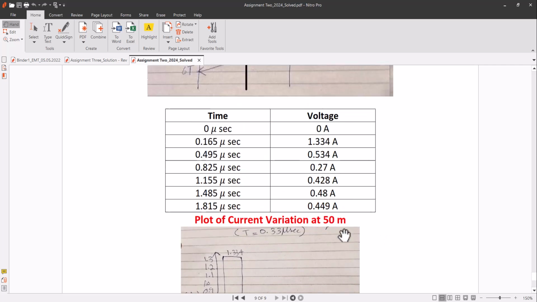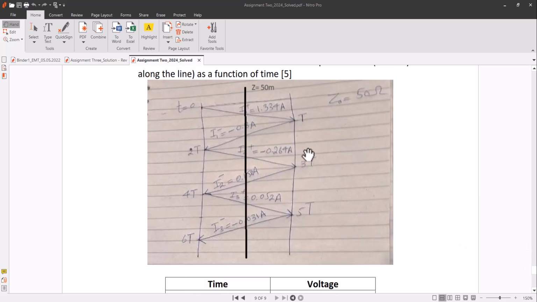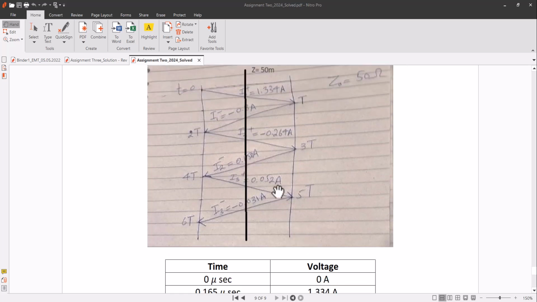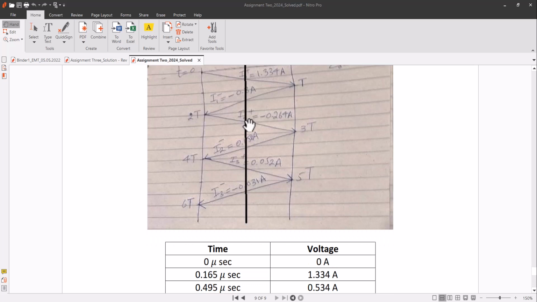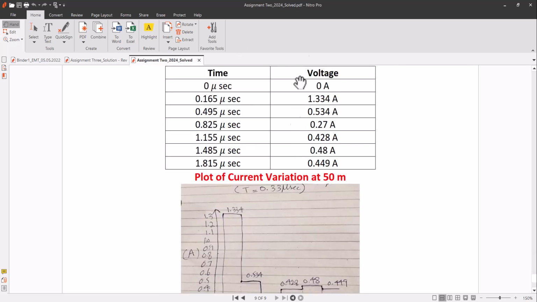So this is how the voltage variations are working here. I will explain it again. At this point I will have this voltage here at 0.5, 1.334. At this point I will be adding this and this. At this point I will be adding these three, and at this point I will be adding all of these above, and at this point all of these, and at this point these three. So this is how I get this table.